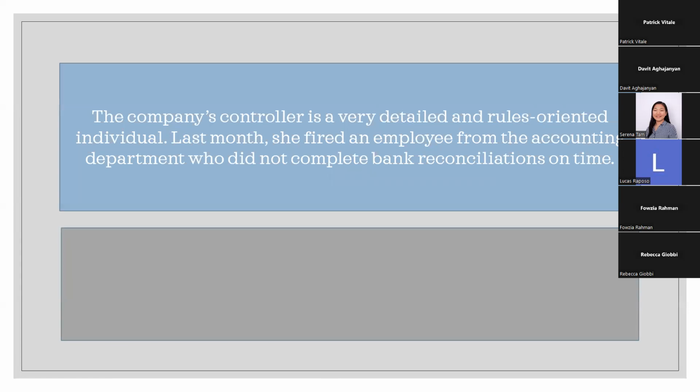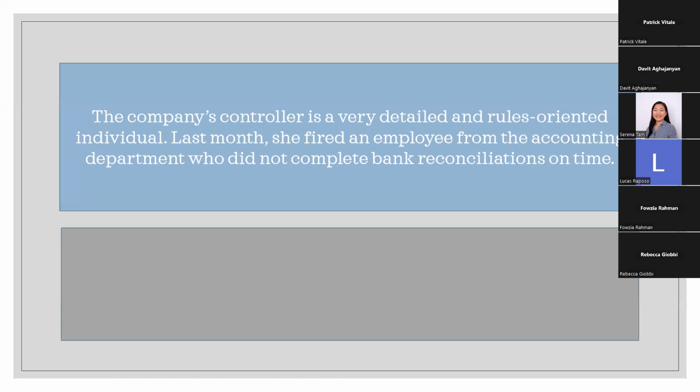The company's controller is a very detailed and rules-oriented individual. Last month, she fired an employee from the accounting department who did not complete the bank rec on time. Is it pervasive or is it at the assertion level? Okay, pervasive. The company controls everything, because we're talking about this company's controller. The controller has access to many accounts, and here we're talking about the accounting department, even if it's the bank rec.